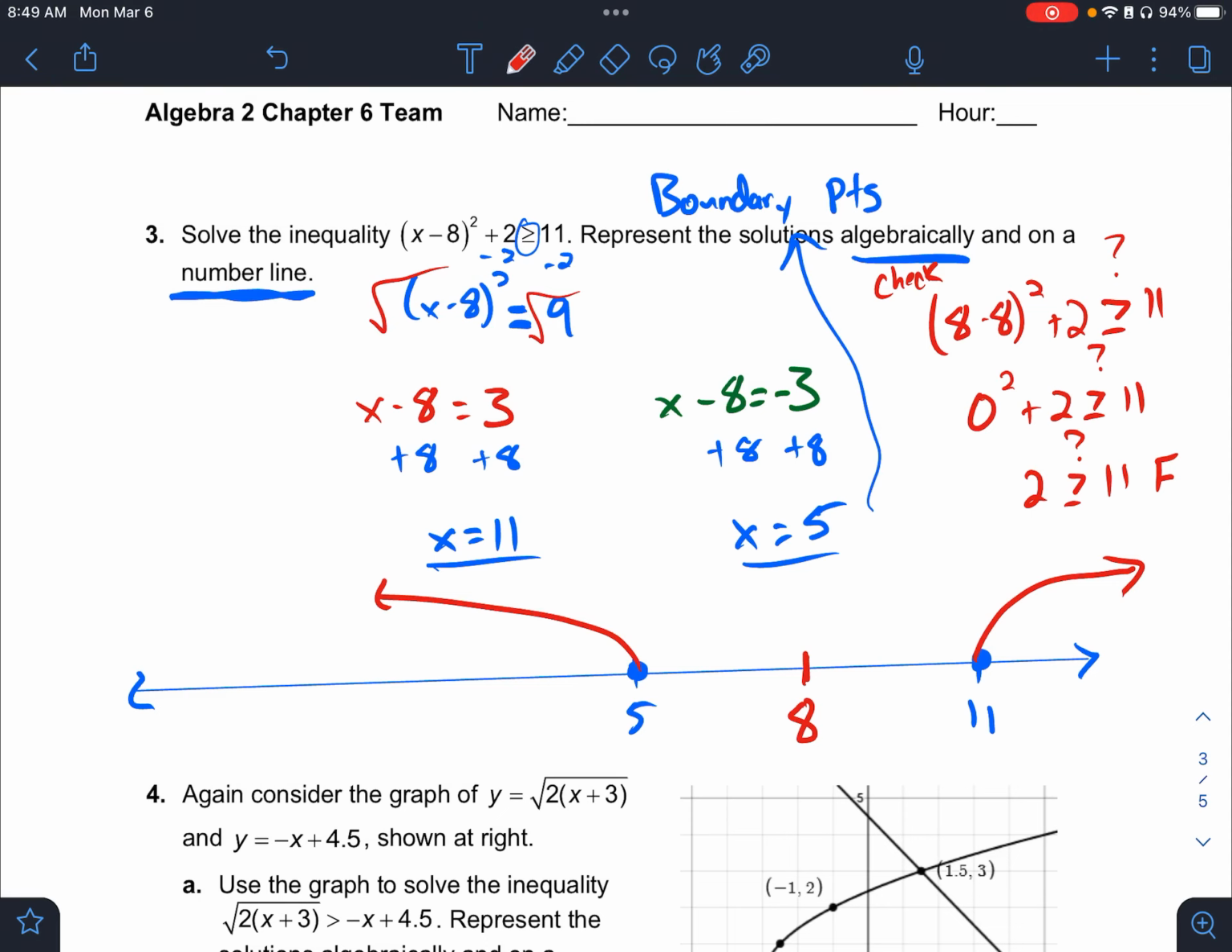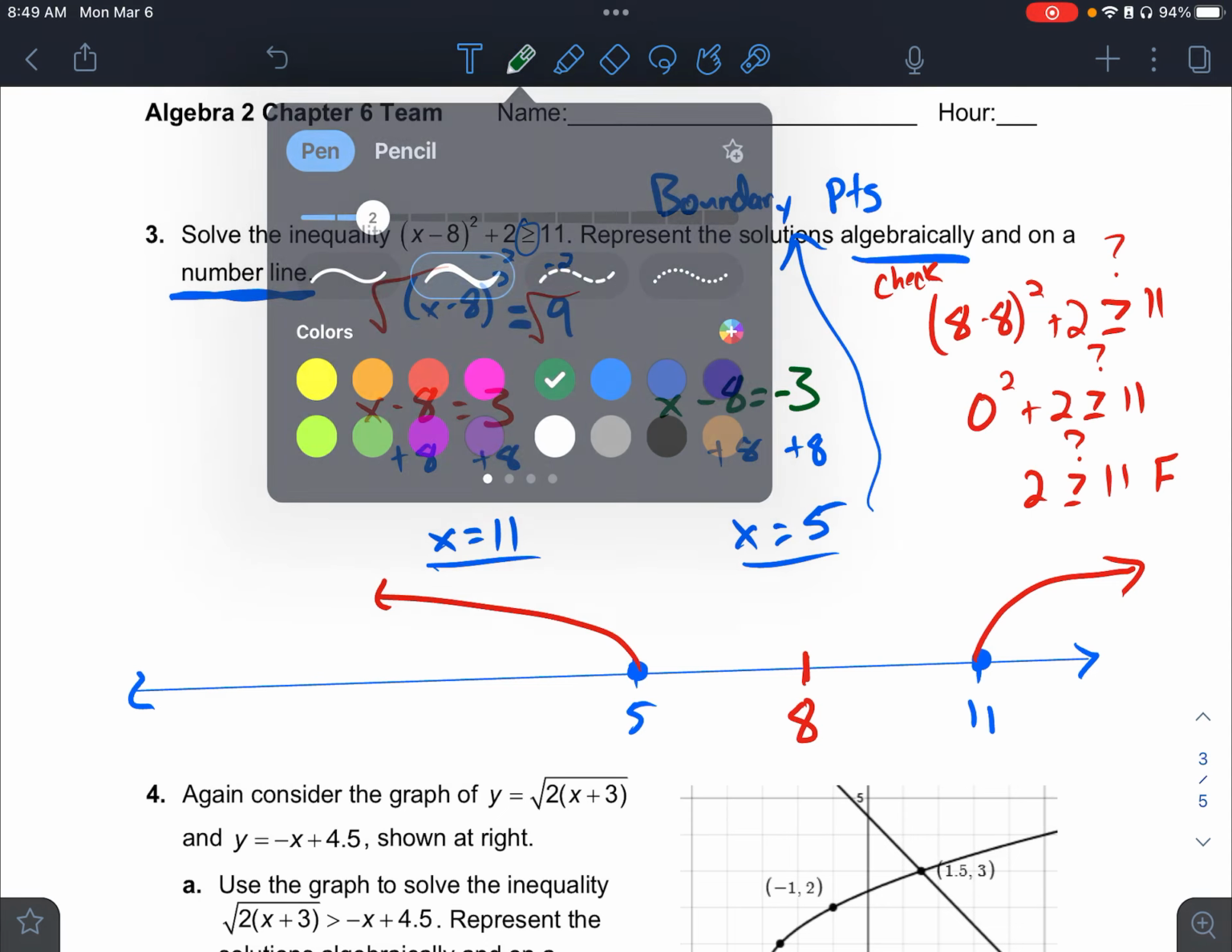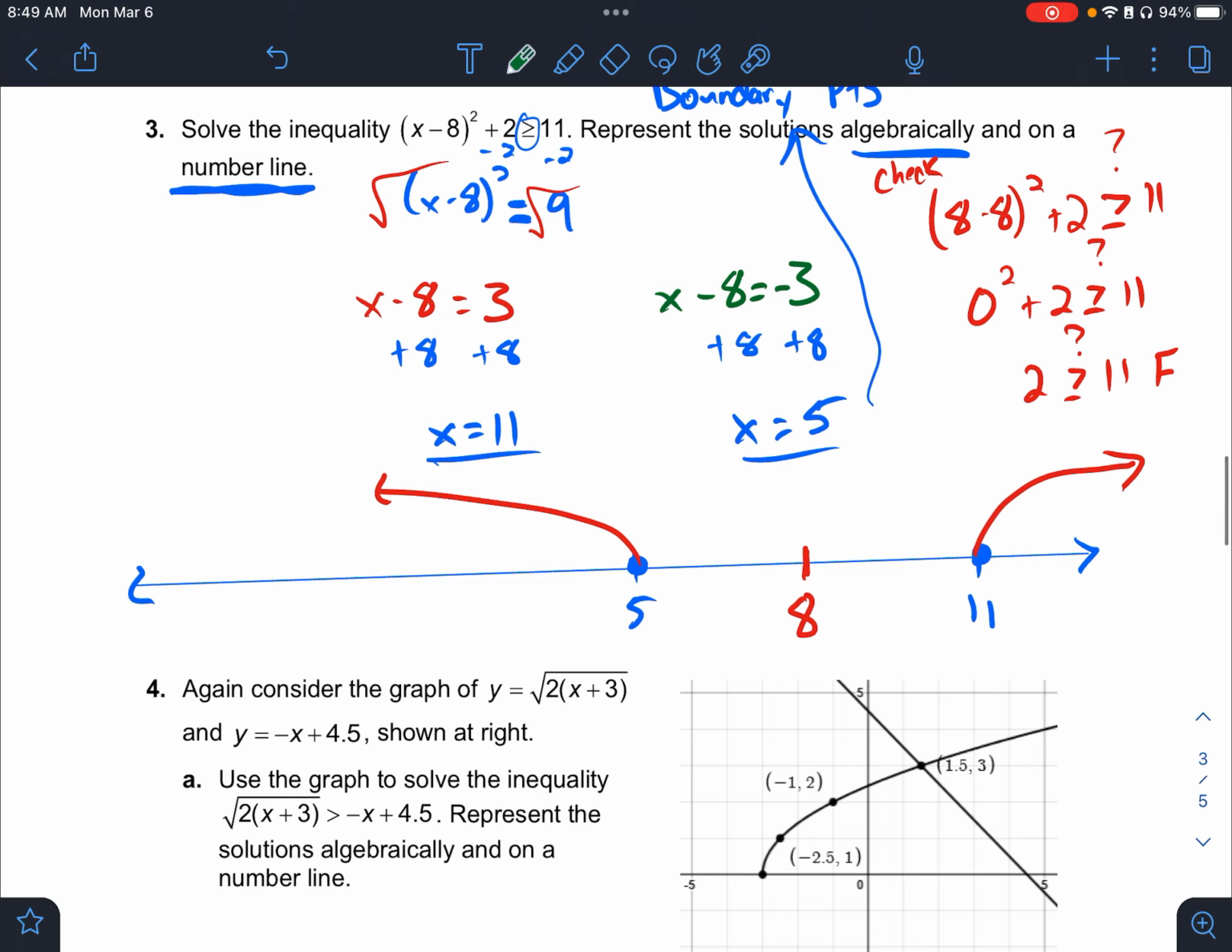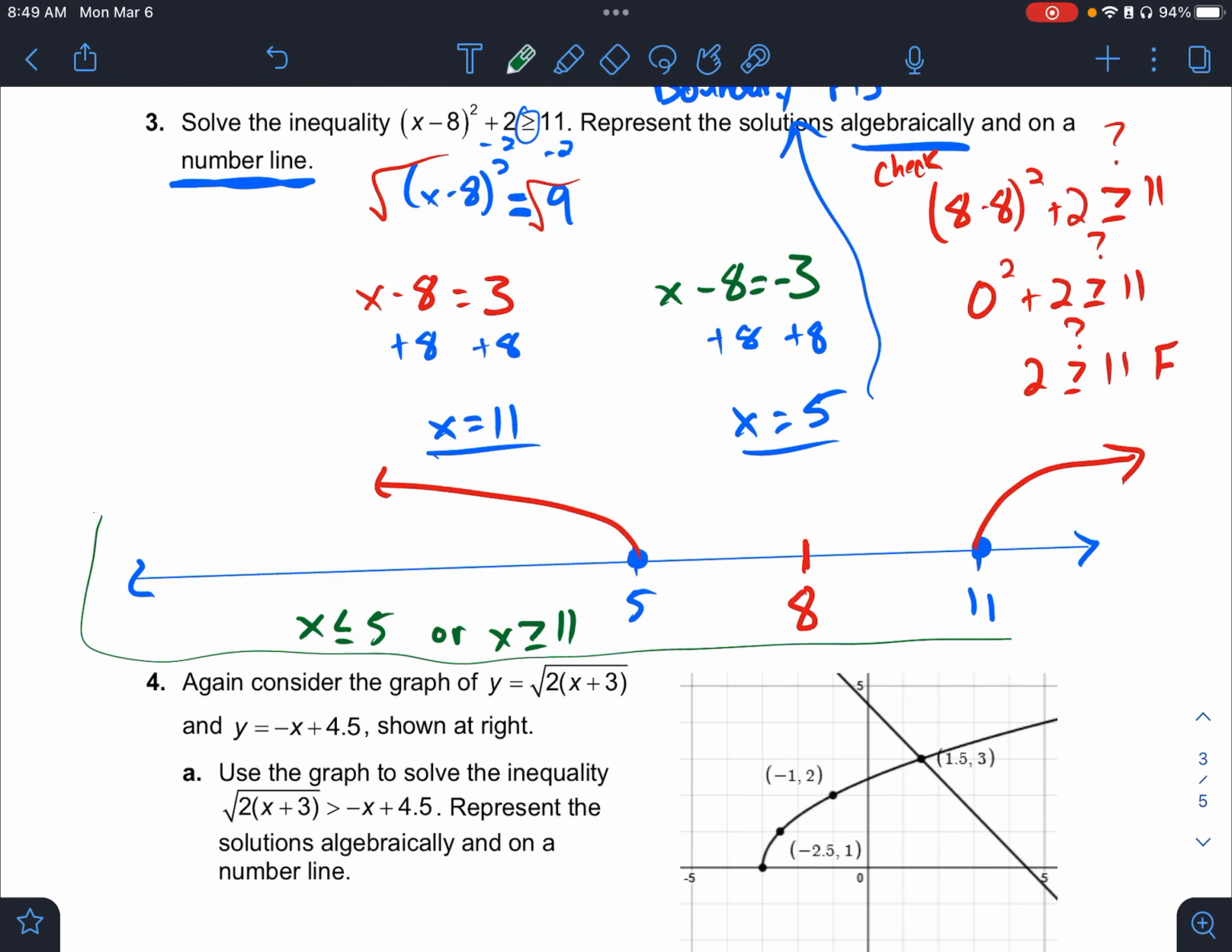And then lastly, I have to write this as an inequality. So as an inequality, I have x is less than or equal to 5, and really it's or, but that doesn't matter too much, x is greater than or equal to 11. And that's kind of my final answer through here.